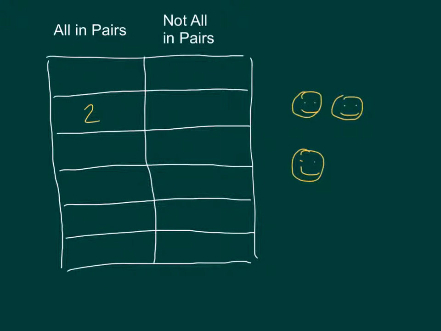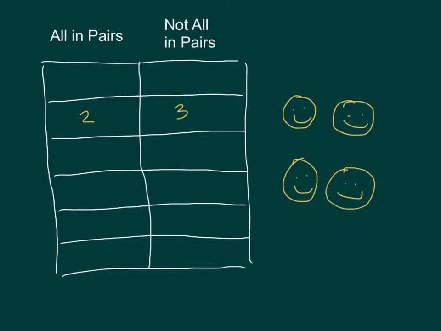What about the number 3? Is the number 3 all in pairs or is it not? You're right, 3 is not all in pairs. I see one pair and one that is all alone. What about the number 4? You're right. The number 4 is all in pairs. Right now I see 2 pairs. So I'm going to put the number 4 on that part of our table.